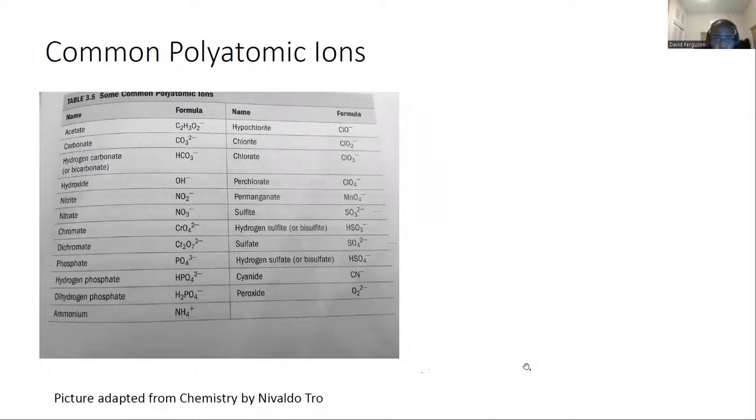For example, I want you to know your perchlorate. I want you to know permanganate, which has a minus charge. I want you to know sulfite. Here we go. I want you to know chlorate, perchlorate, permanganate, sulfite, sulfate, cyanide, ammonium, phosphate, nitrate, hydroxide, which is the thing we talk about a good bit, carbonate, bicarbonate. And that's as much as I want you to know.